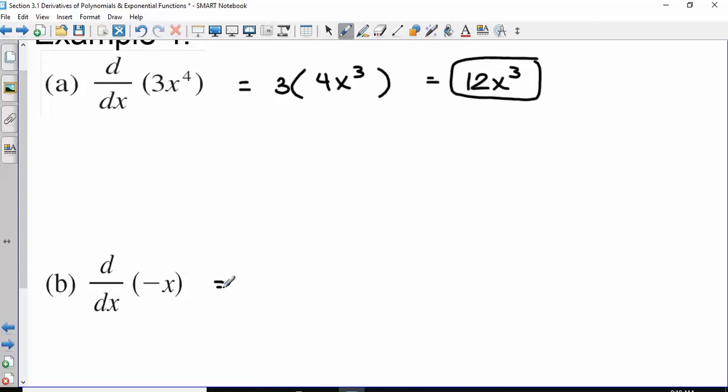So if I ask for the derivative of negative x, okay, this is like x to the 1st, so the derivative of x to the 1st would be 1x to the 0. What's anything to the 0 power? 1. So we get negative 1 for our final answer.